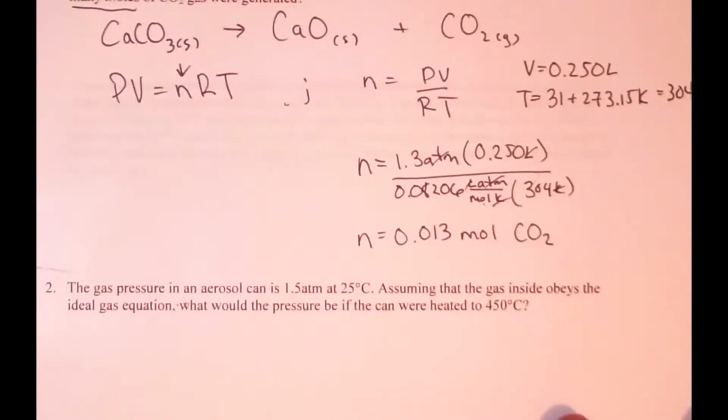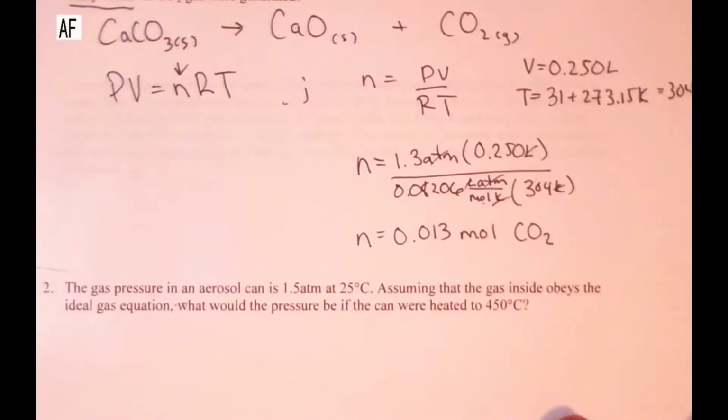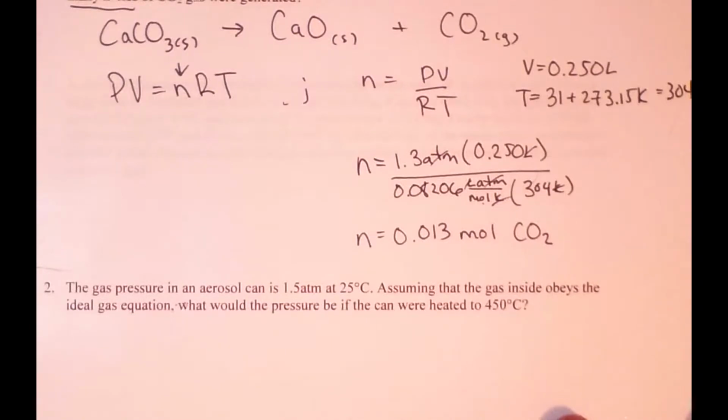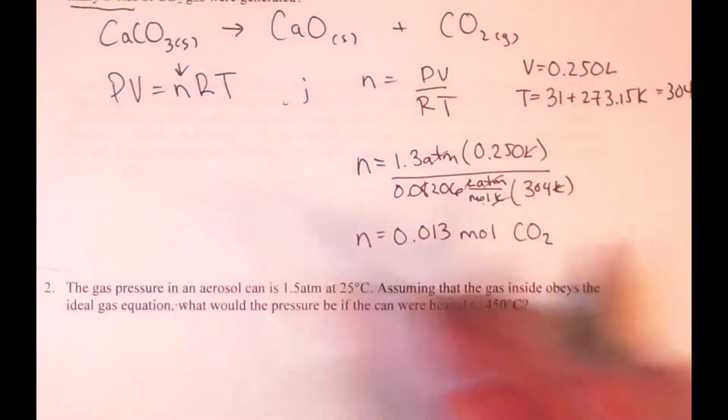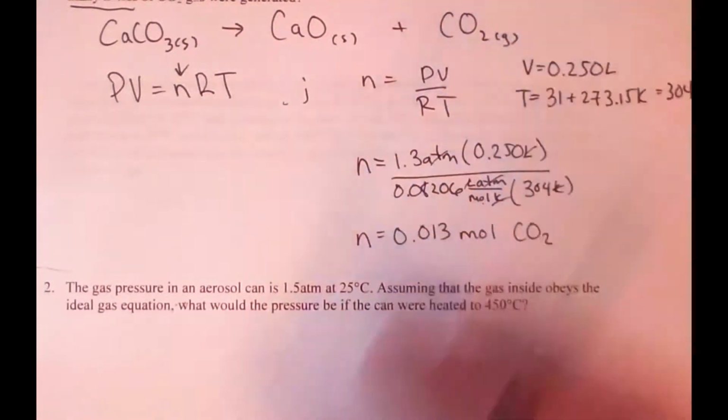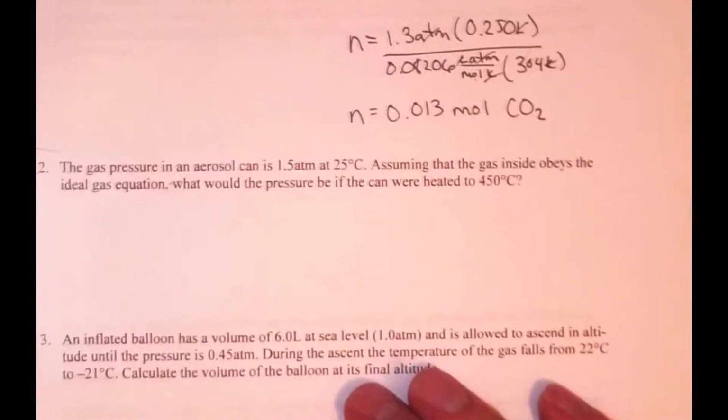So question 2. Assuming an ideal gas, the gas pressure in an aerosol can is 1.5 atmospheres at 25 degrees Celsius. Assuming that the gas inside obeys the ideal gas law, which is what we just said, what would the pressure be if it was heated to 450 degrees Celsius? So we're just going to apply Charles' law here.